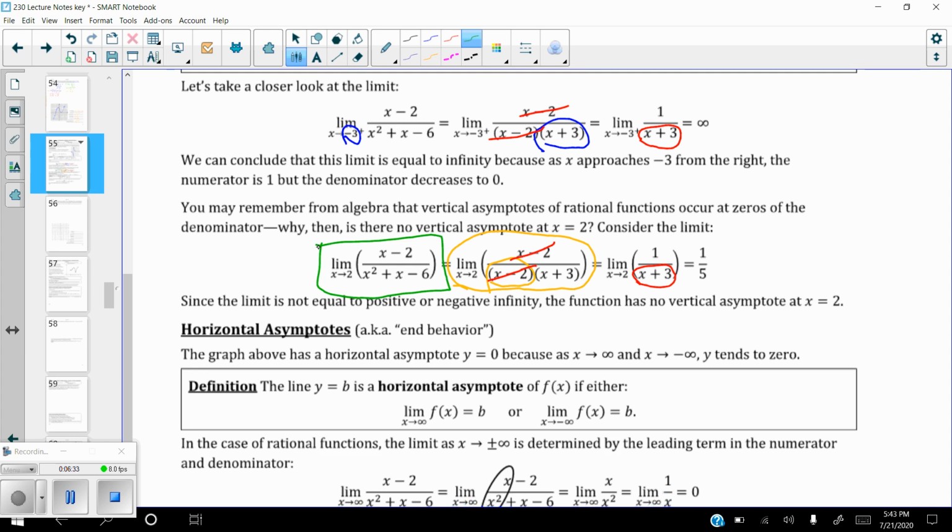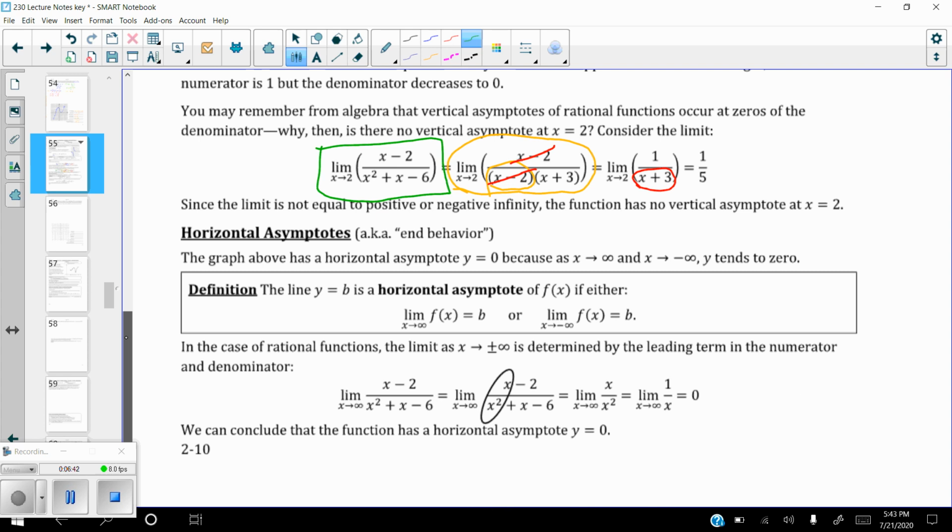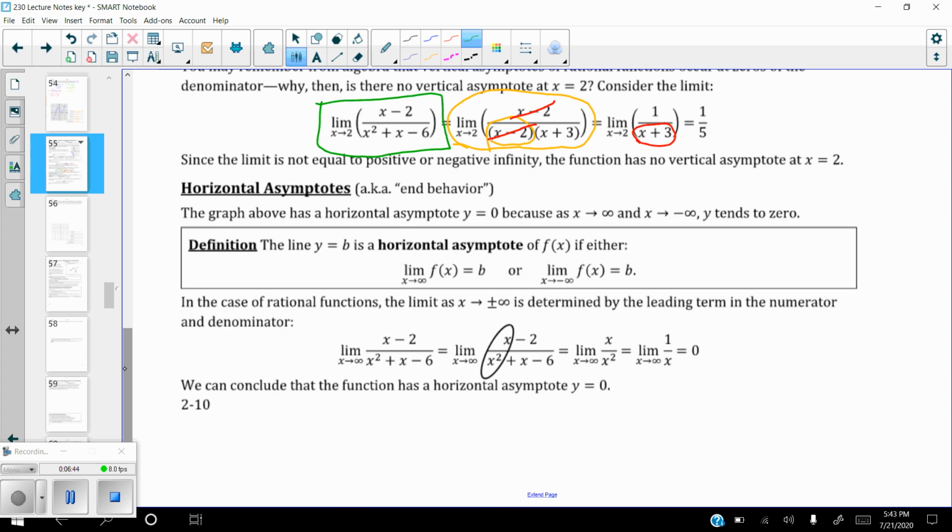Okay, so that is the concept of the vertical asymptote. Now the horizontal asymptote, which is just a little bit different. Again, this is where a couple of things are going to come into play that aren't shown here. A horizontal asymptote is referring to end behavior. What does my graph do as x approaches positive and negative infinity? In other words, what's happening at the extremes to the left and the right of the graph?